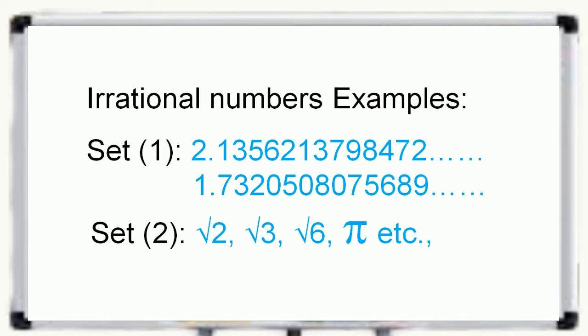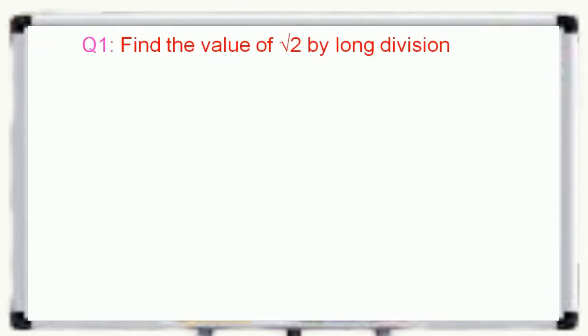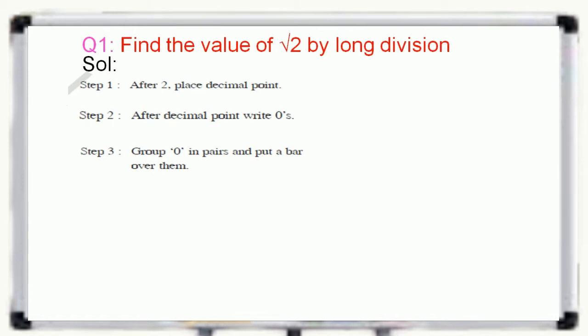So how to find the value of square root of 2? It is by the long division method. Here, first you have to place a decimal point after the given number, then after the decimal point write zeros. Group the zeros in pairs and put a bar over them. Then follow the method to find the square root of a perfect square. We have some rules to do long division. You have to follow those methods to do long division.